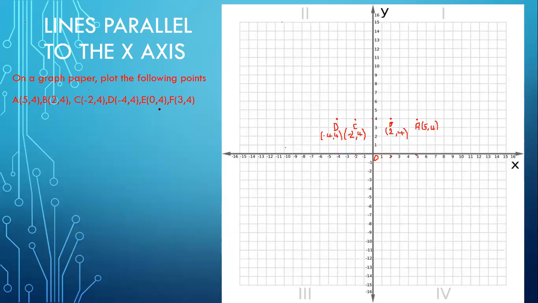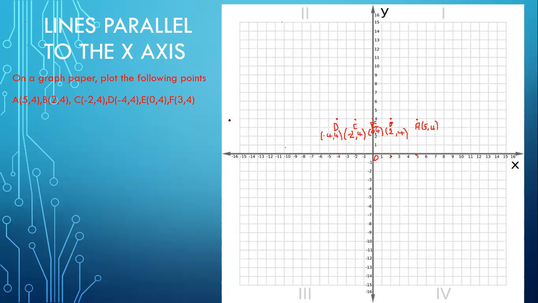Next, E, 0, 4. So one of the coordinates is 0. It means the point is on the axis. Now here the x coordinate is 0, which means the point is on the y-axis. So on the y-axis, you can see 4 over here. So here you can mark the point as point E. You can write the coordinates also, 0, 4.